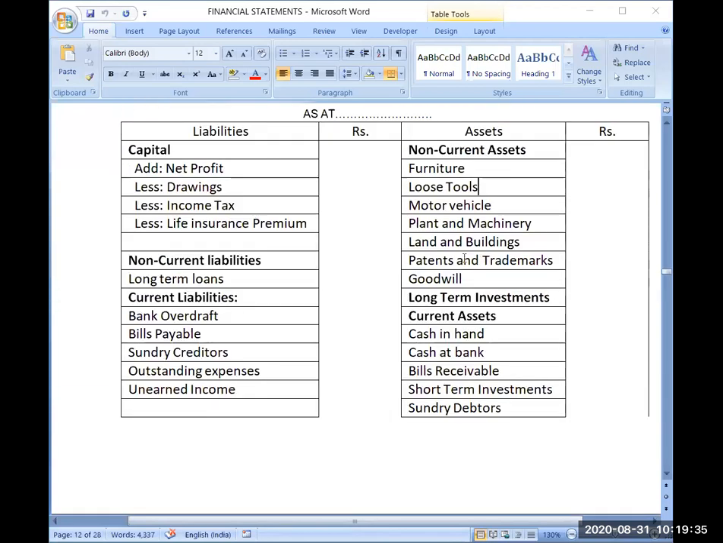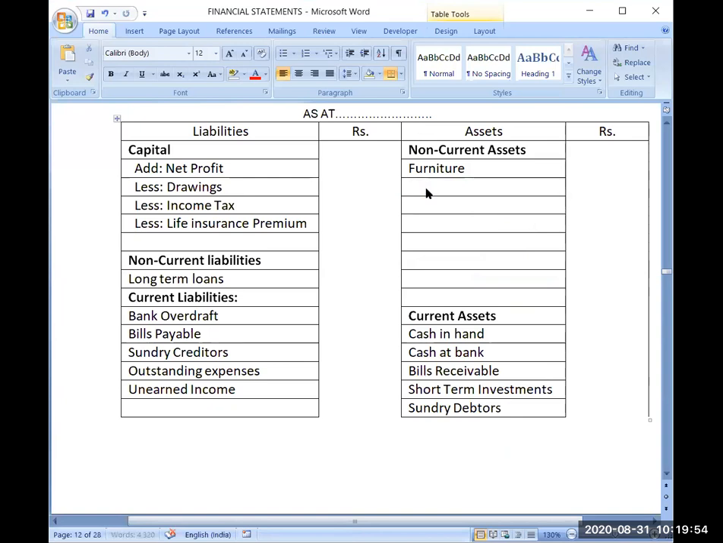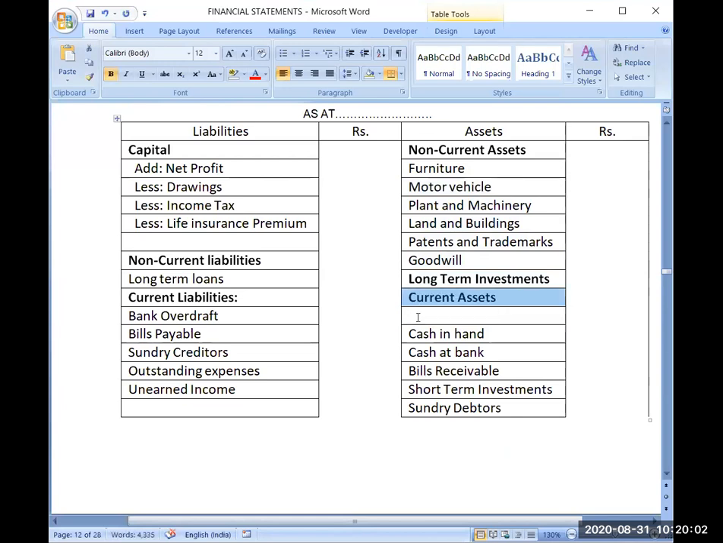And this loose tools part is also wrong here. It will not be here. It will come here. Just a minute. It will also come in current assets. I don't know how it came here. Loose tools will also come here because see, these will also get consumed within a few months.